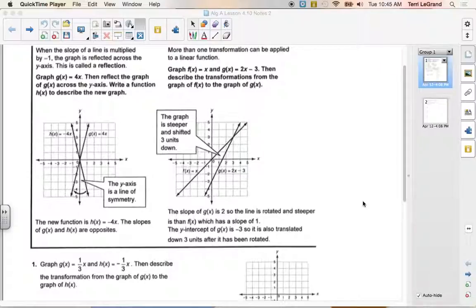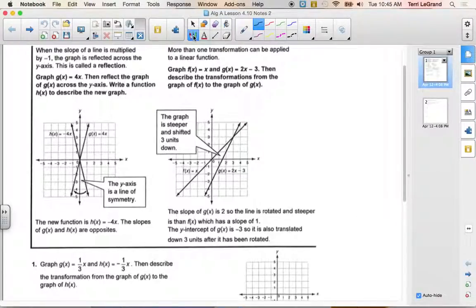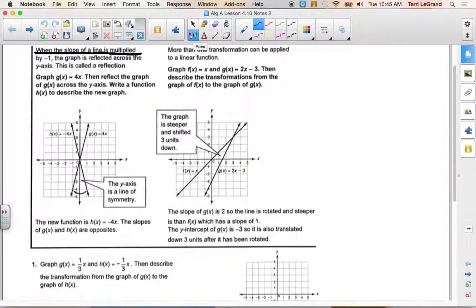And notice what it said, it says when we multiply by -1. Let's underline that. When the slope of a line is multiplied by -1, the graph is reflected across the y-axis. In other words, it flips over our vertical axis. It moves from the left side to the right side or right side to the left side.